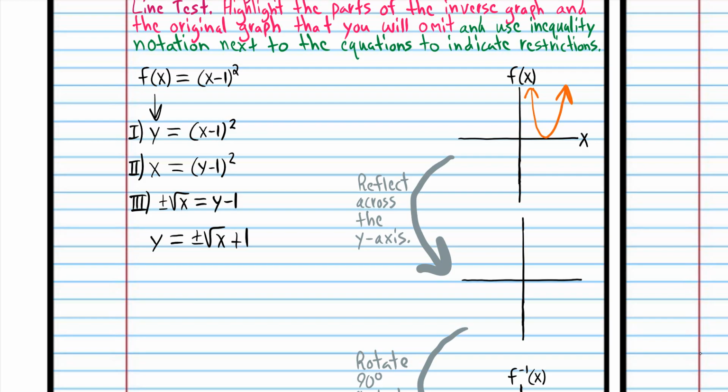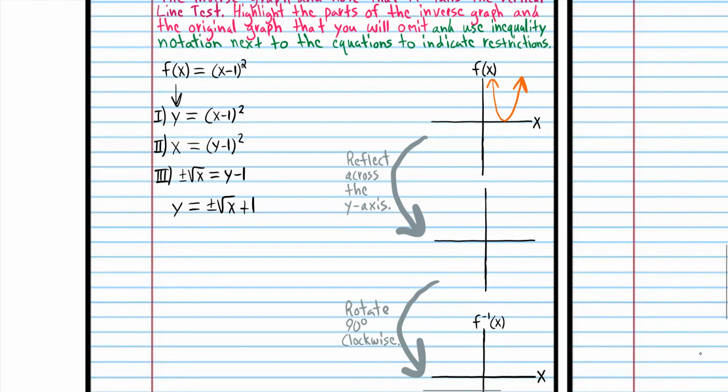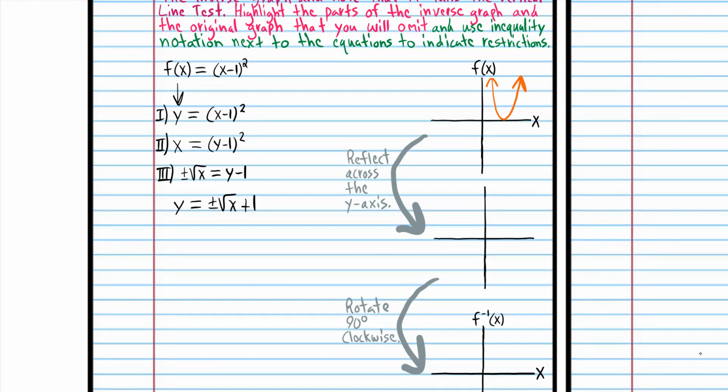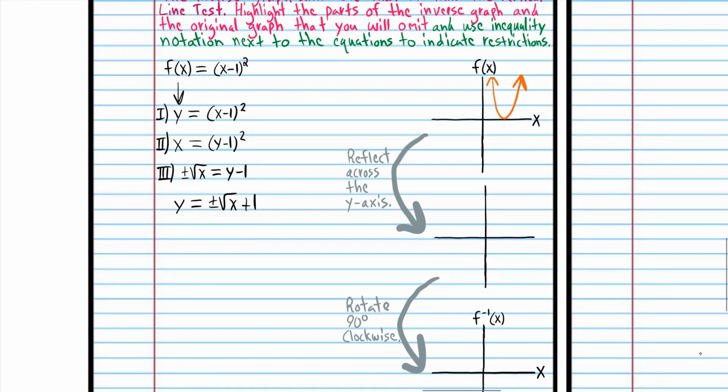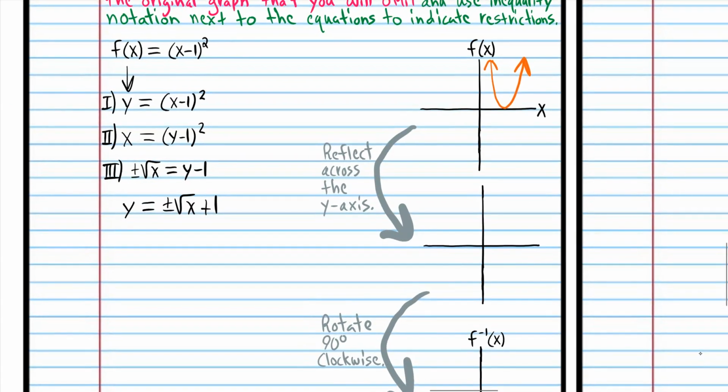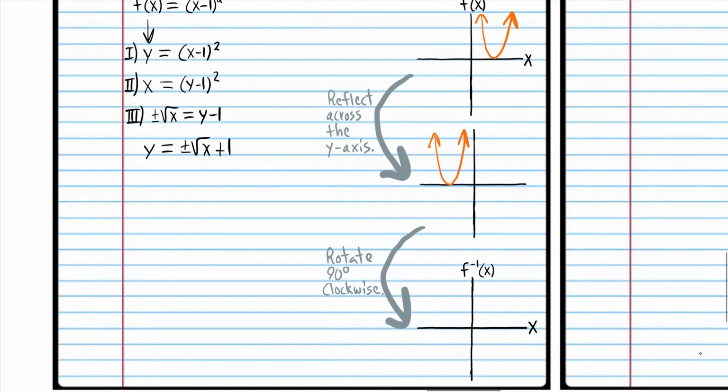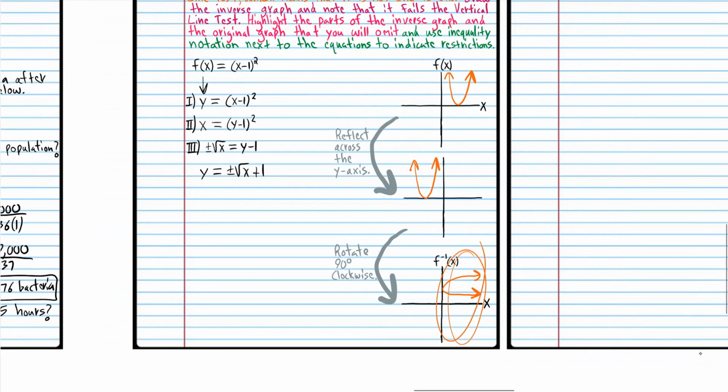Okay, but notice that this is not a one-to-one function, because if you use the horizontal line test, you can see that it touches the graph more than once. So what that means is that the inverse graph is not going to qualify as a function. Let's verify that. If you want to find the inverse graph, you reflect across the y-axis, and then you rotate 90 degrees to the right. And you can see that the inverse graph doesn't pass the vertical line test, so it's not a function.